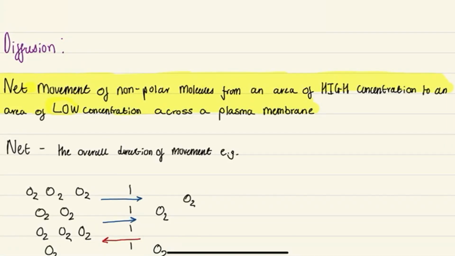Okay, so first of all, we are going to start with simple diffusion. Now, guys, definitions are so important for this topic. Just memorize these definitions. The net movement of non-polar molecules from an area of high concentration to an area of low concentration across the plasma or cell membrane. When we say net, we're talking about overall direction.